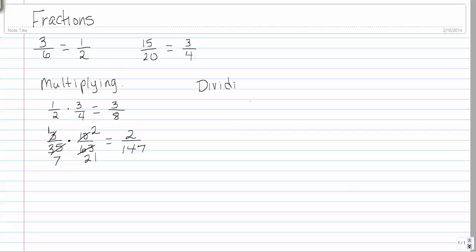Right. Dividing is like multiplying, except you have to rewrite the original problem as a multiplication problem. So if you had 1/2 divided by 7 over 12, the first thing you want to do is rewrite this as 1/2 times 12 over 7. So if you have a division problem, you change it to a multiplication problem and write the reciprocal, or flip the second fraction. And then you work it just like a multiplying problem.